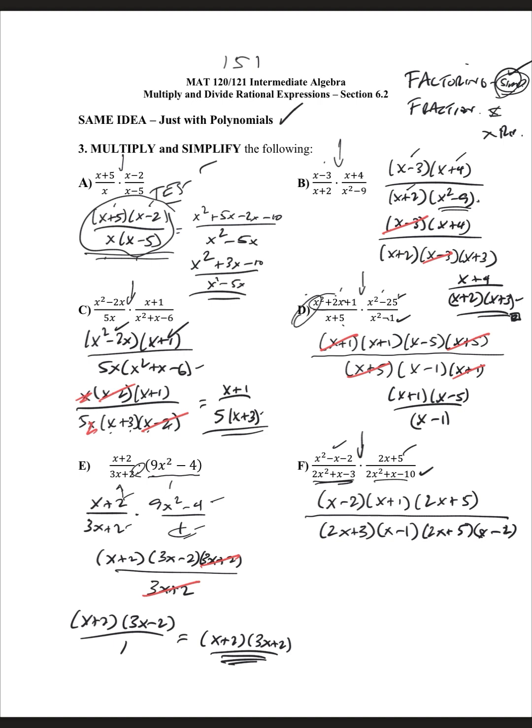So everything's factored, everything's multiplied, and now we're looking for common factors. I see a 2x plus 5 and a 2x plus 5, there's an x minus 2 and an x minus 2, and I believe that's it. So our final answer is just x plus 1 in the numerator and 2x plus 3 and x minus 1 in the denominator. So again, the two big guys: our fraction work, in this case multiplication, just top to top, bottom to bottom, and our factoring work to help us simplify and divide out common factors.